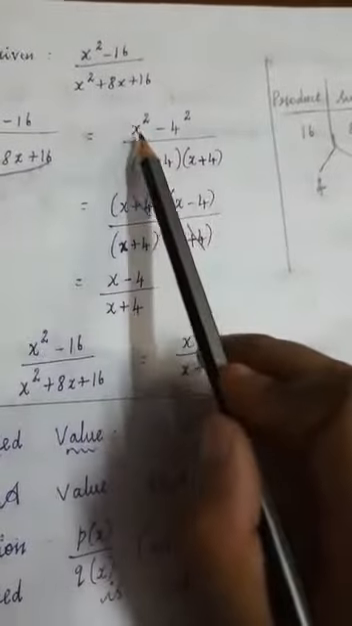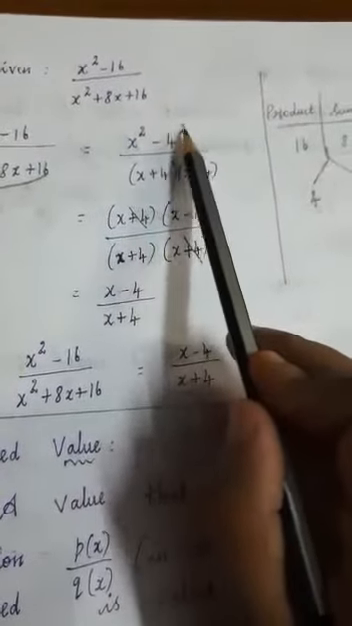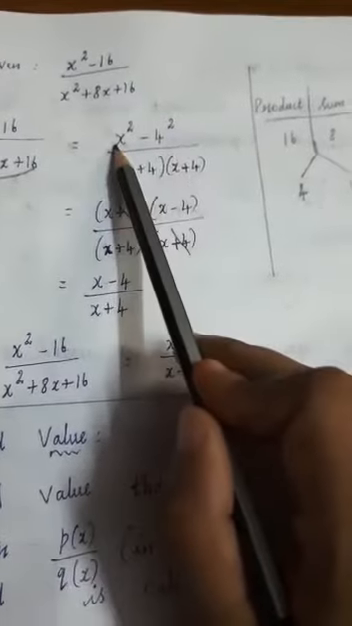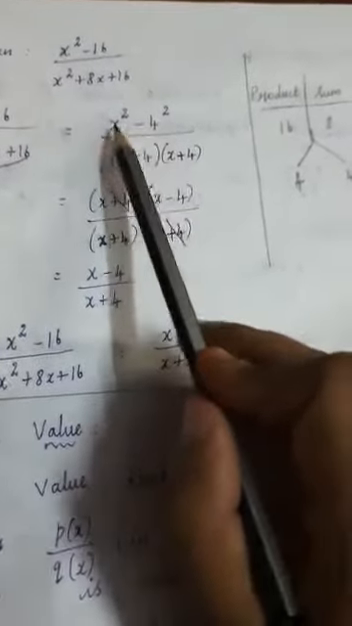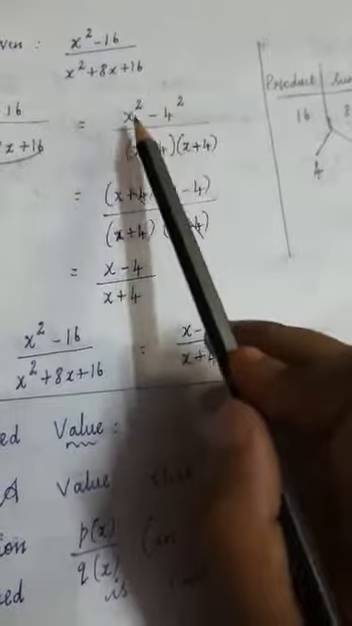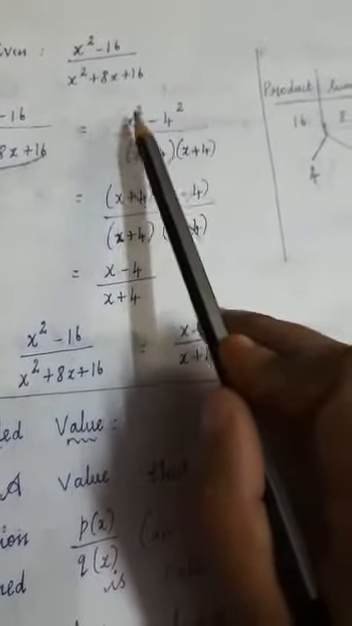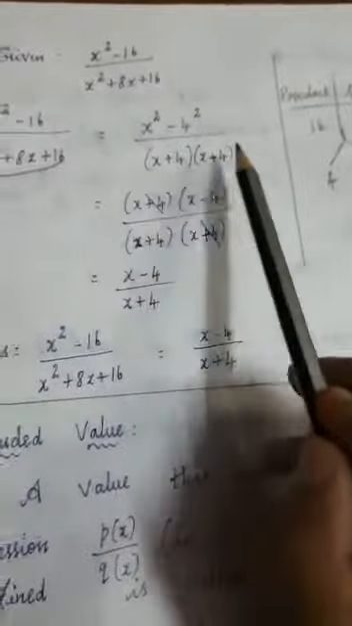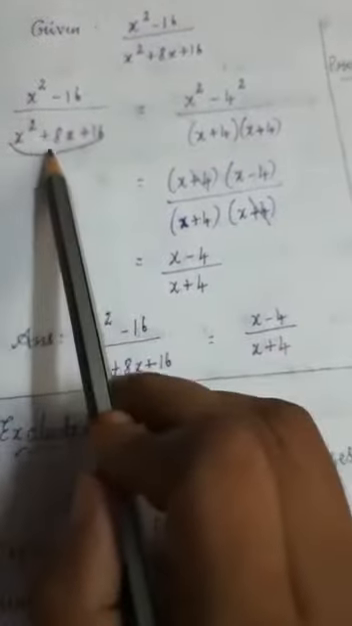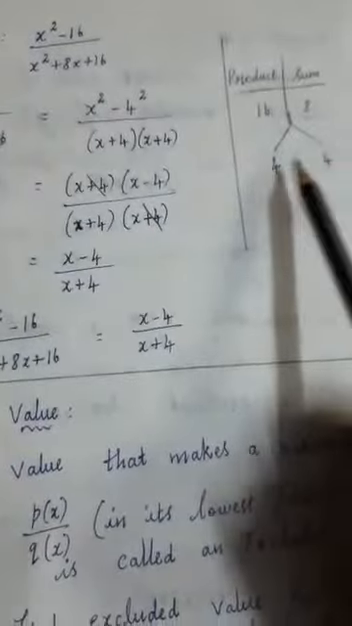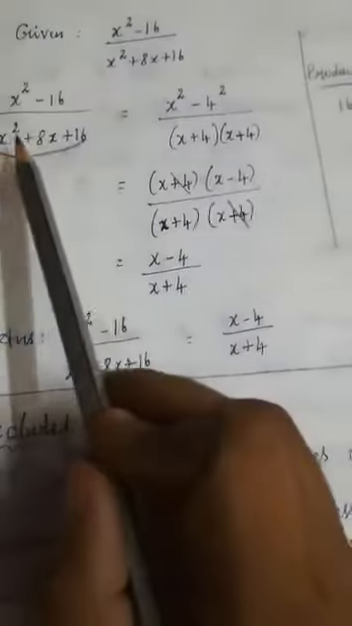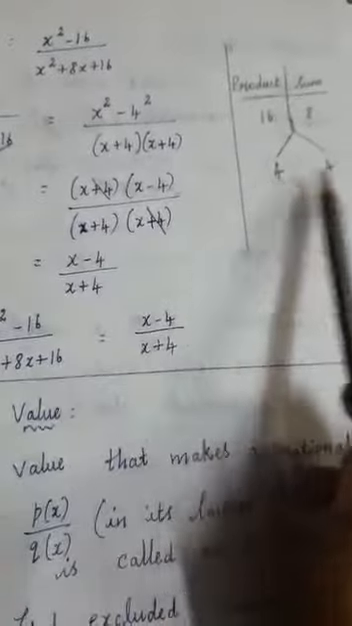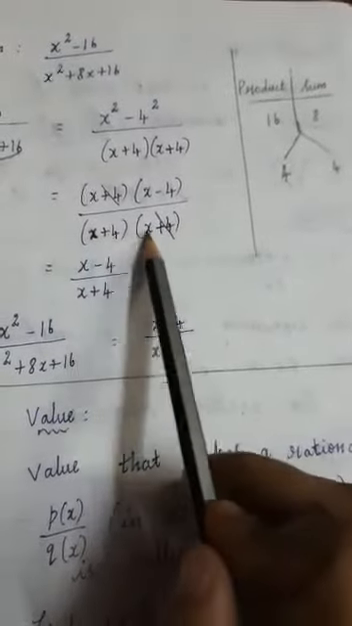So now the numerator x square minus 4 square is the a square minus b square formula. Here a value is x, b value is 4. a square minus b square is a plus b into a minus b, that means x plus 4 into x minus 4. So that is the numerator. The denominator, you have factorized the quadratic equation. The factors are 4 and 4, the variable is x, and both are plus 4. So x plus 4 into x plus 4.